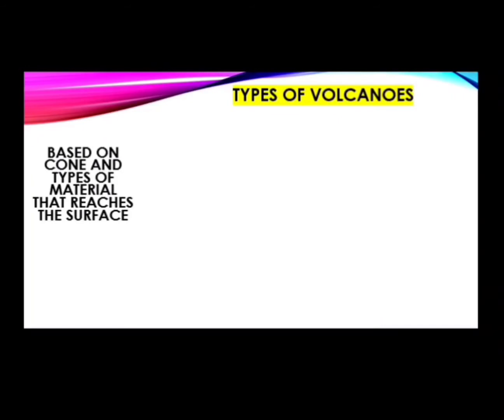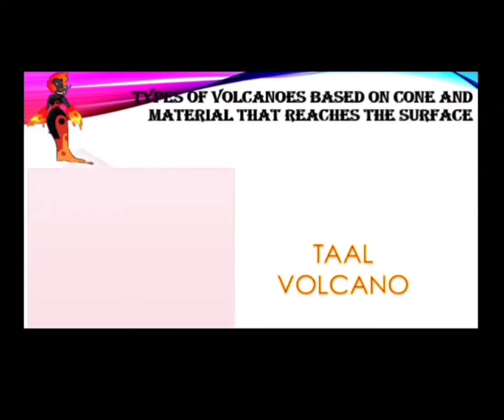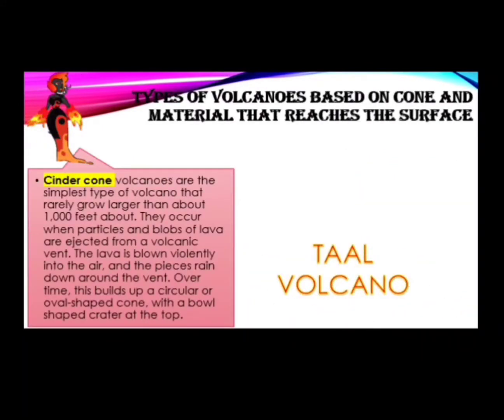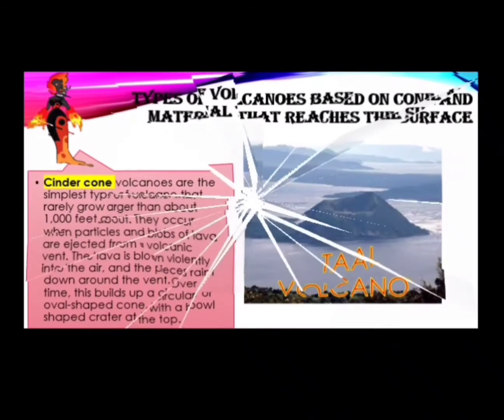Types of volcano based on cone and materials that reach the surface. We have 3 main types of volcanoes: the composite volcano, the cinder volcano, and the shield volcano. Cinder cone volcanoes are the simplest type of volcano that rarely grow larger than about 1,000 feet above. They occur when particles and blobs of lava are ejected from a volcanic vent. An example is the Taal volcano.